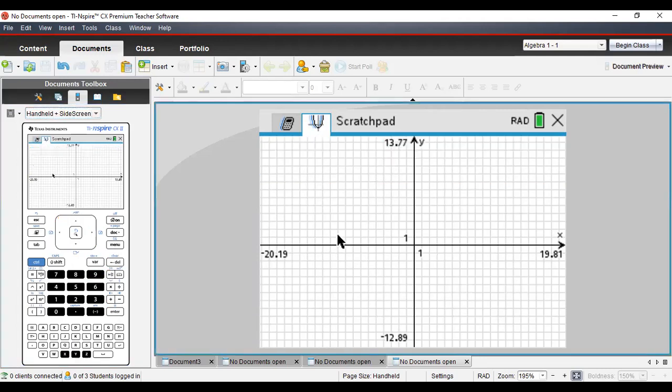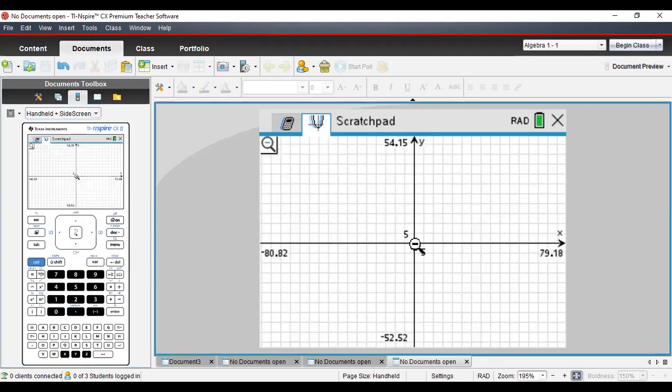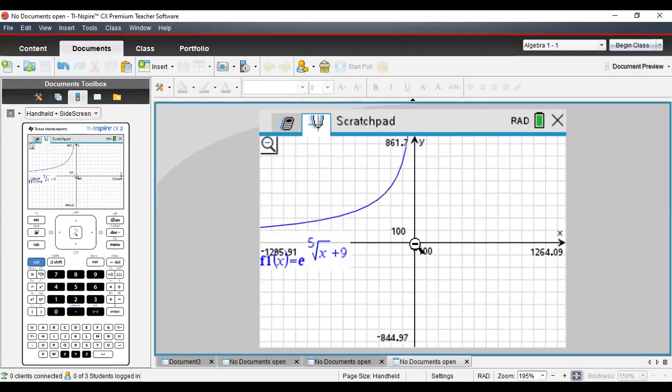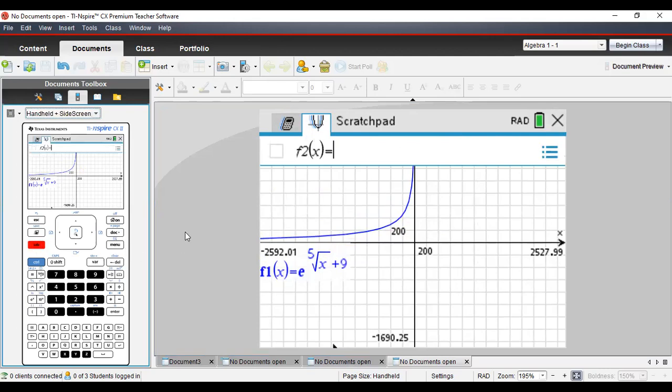It does. So now what I'm going to do is zoom out a little bit. So I'm going to menu 44, and then here's the center. So there it is. Wow, it's way up there. All right, so now I found the original function. So now what I'm going to do is enter the inverse.